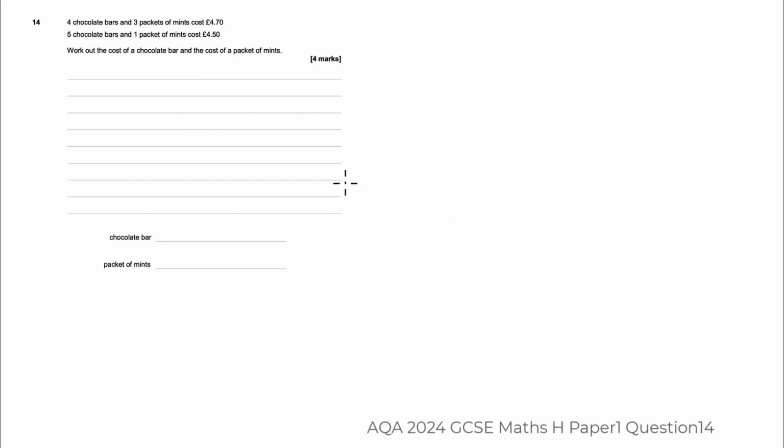So here's question 14, and we're given information about the cost of chocolate bars and packets of mints. We're told 4 chocolate bars and 3 packets of mints cost £4.70, 5 chocolate bars and 1 packet of mints cost £4.50. We've to work out what the chocolate bars and the packets of mints cost.